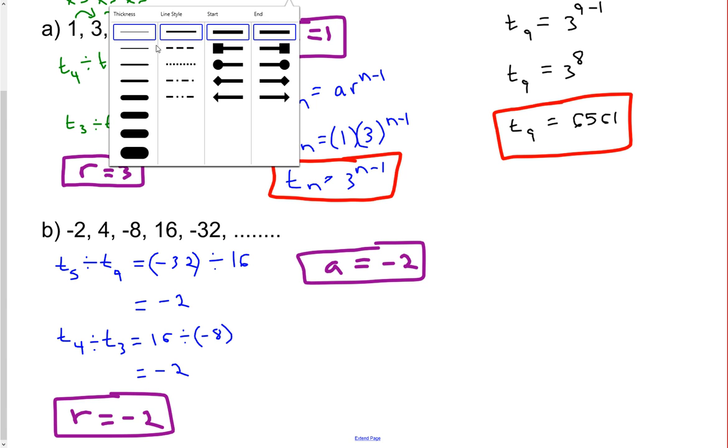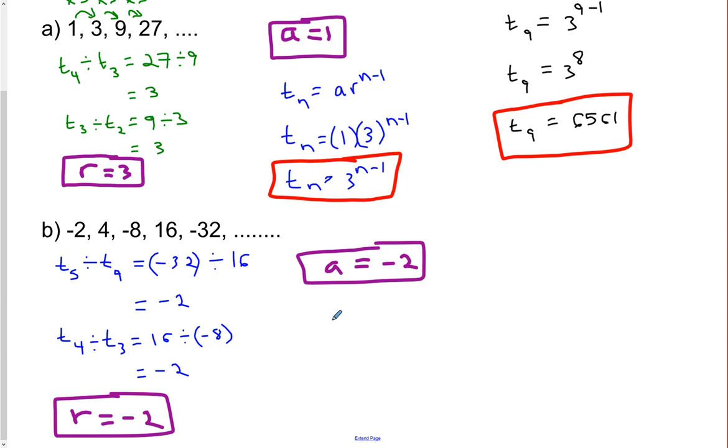So now we're ready to build our general term. Our general term is our starting amount times our common ratio to the power n minus 1. Let's plug in our numbers. Our starting amount's a negative 2. And by a coincidence, our common ratio is also negative 2.